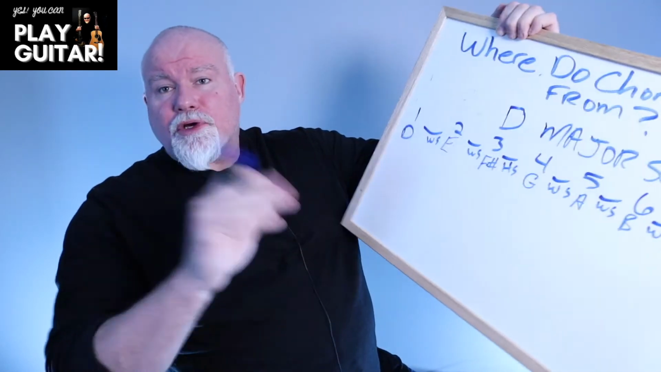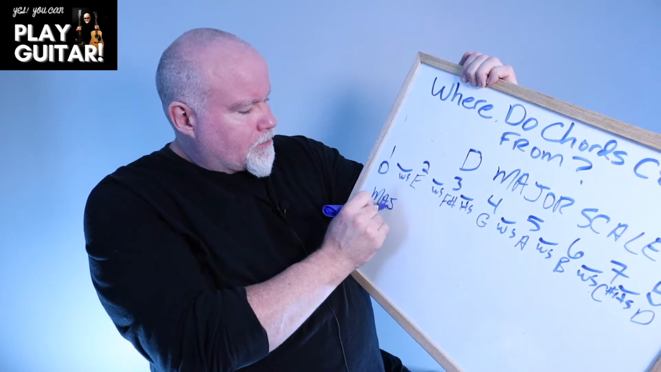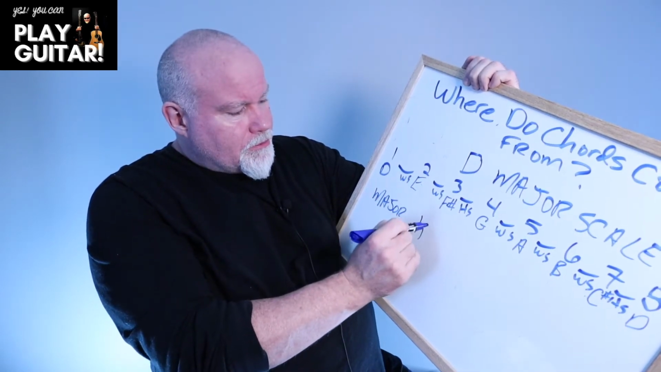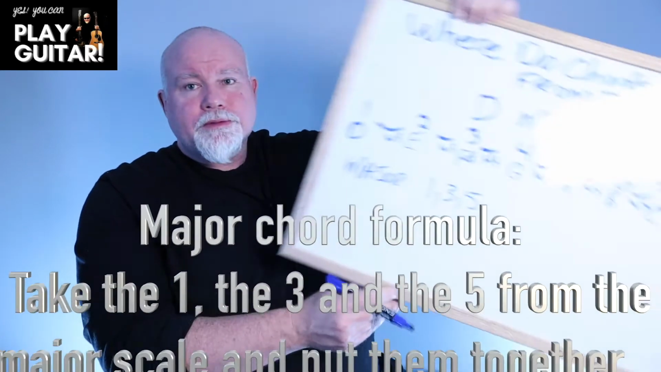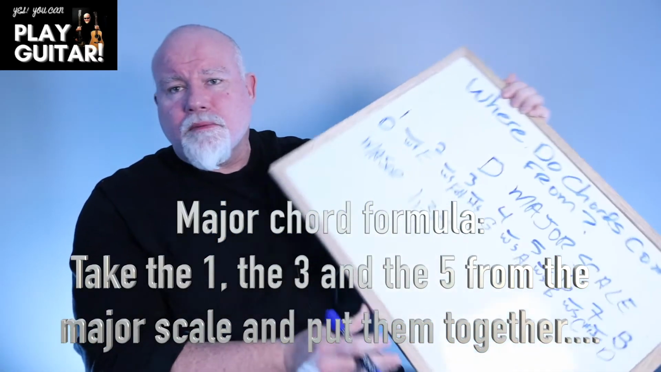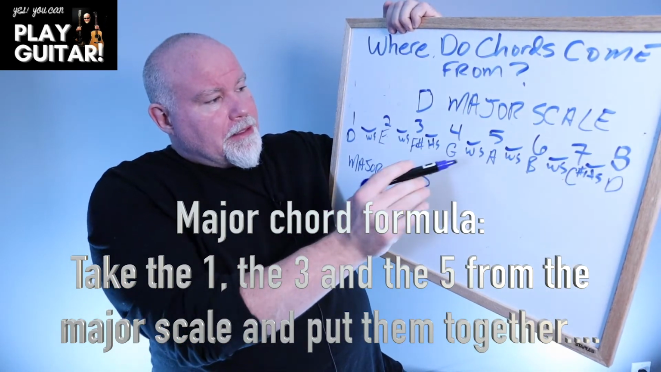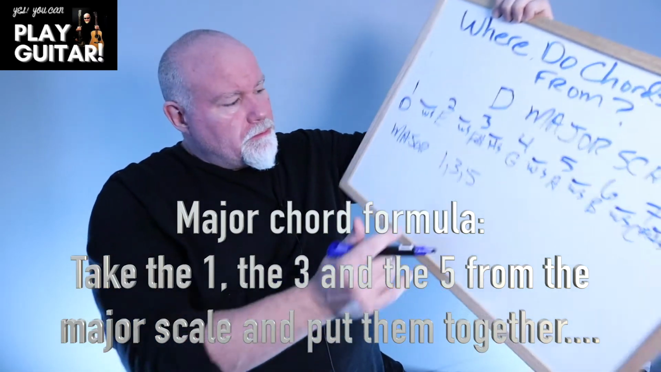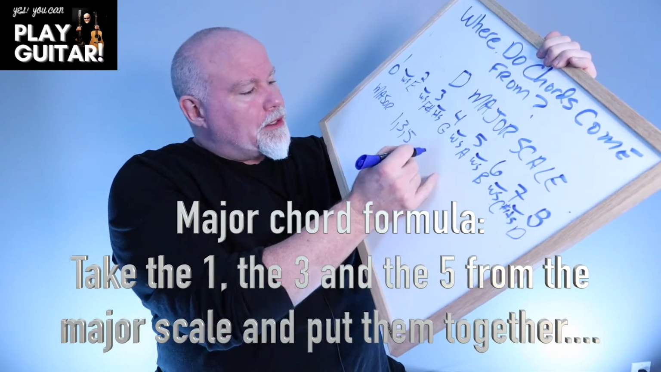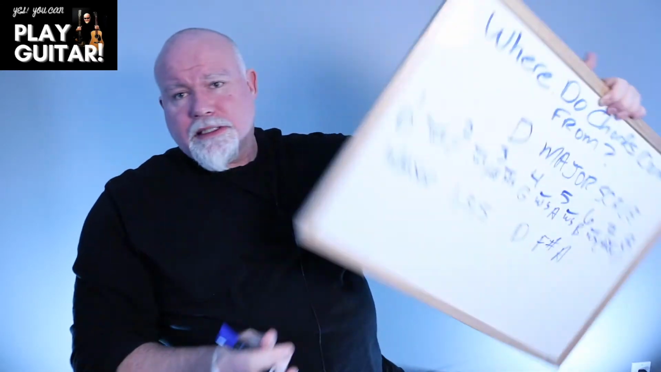So, every chord has a formula. It's pretty simple. It goes like this. It goes first, third, and fifth. So what does that mean? Well, it means we take the first degree, which is D, the third degree F sharp, and the fifth degree A, and we put them together, and we have the notes in a D major chord. D, F sharp, A.